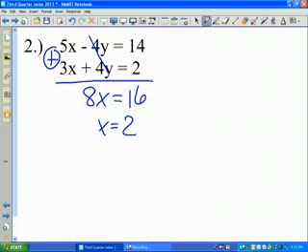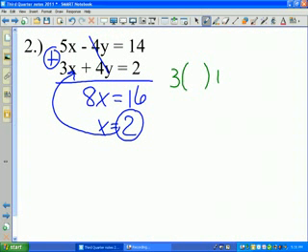Then we're going to take that 2 and we're going to substitute it in for x. I'm going to use that second equation. So when I rewrite it, I have 3. I'm going to put my positive 2 there, plus 4y equals 2.